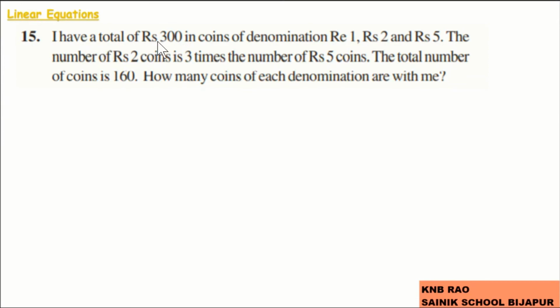I have a total of rupees 300 in coins of denominations rupee 1, rupees 2, rupees 5. The number of rupees 2 coins is 3 times the number of rupees 5 coins. The total number of coins is 160. How many coins of each denomination are with me?